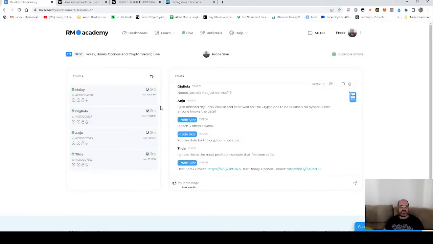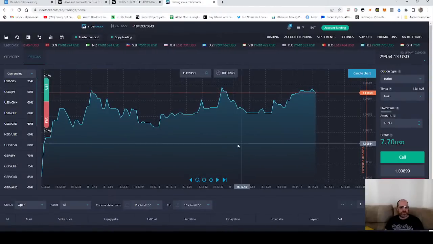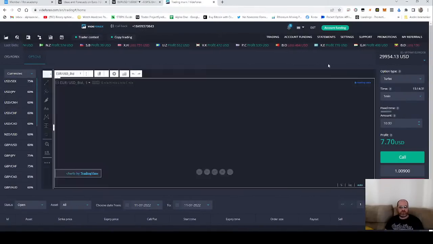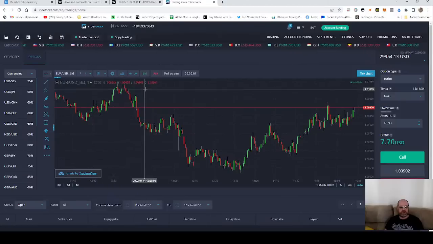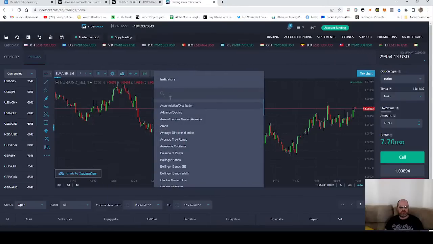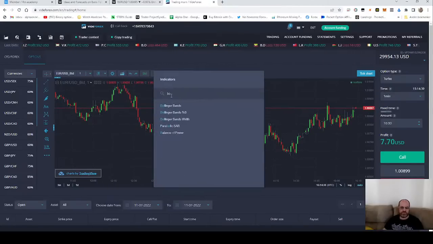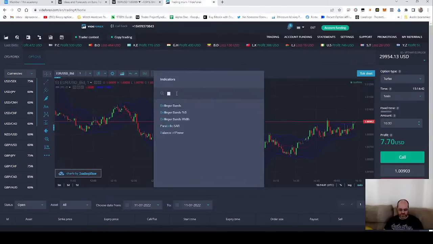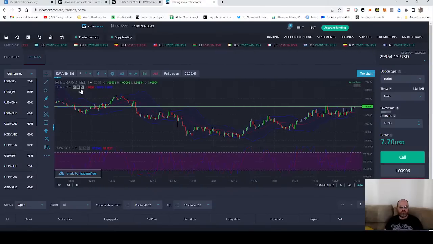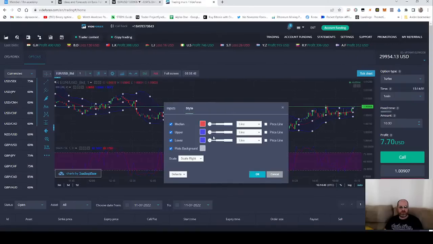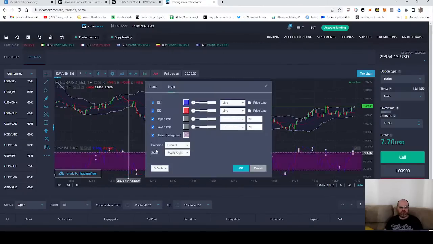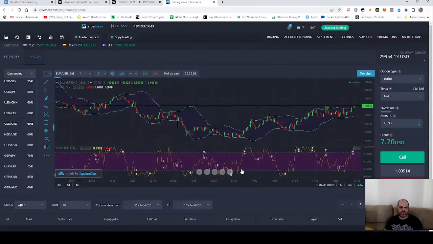Okay, so let's see if we can find a good binary option trade. Always we need to take a candle chart. Let's add some indicators. We need Bollinger Band and we need stochastic. There we have these two. What I always do is change the style on the Bollinger Band. We put it to white so it's easier to see, as the background is black. And we change also the stochastic. Here I like to take it yellow so you clearly see.